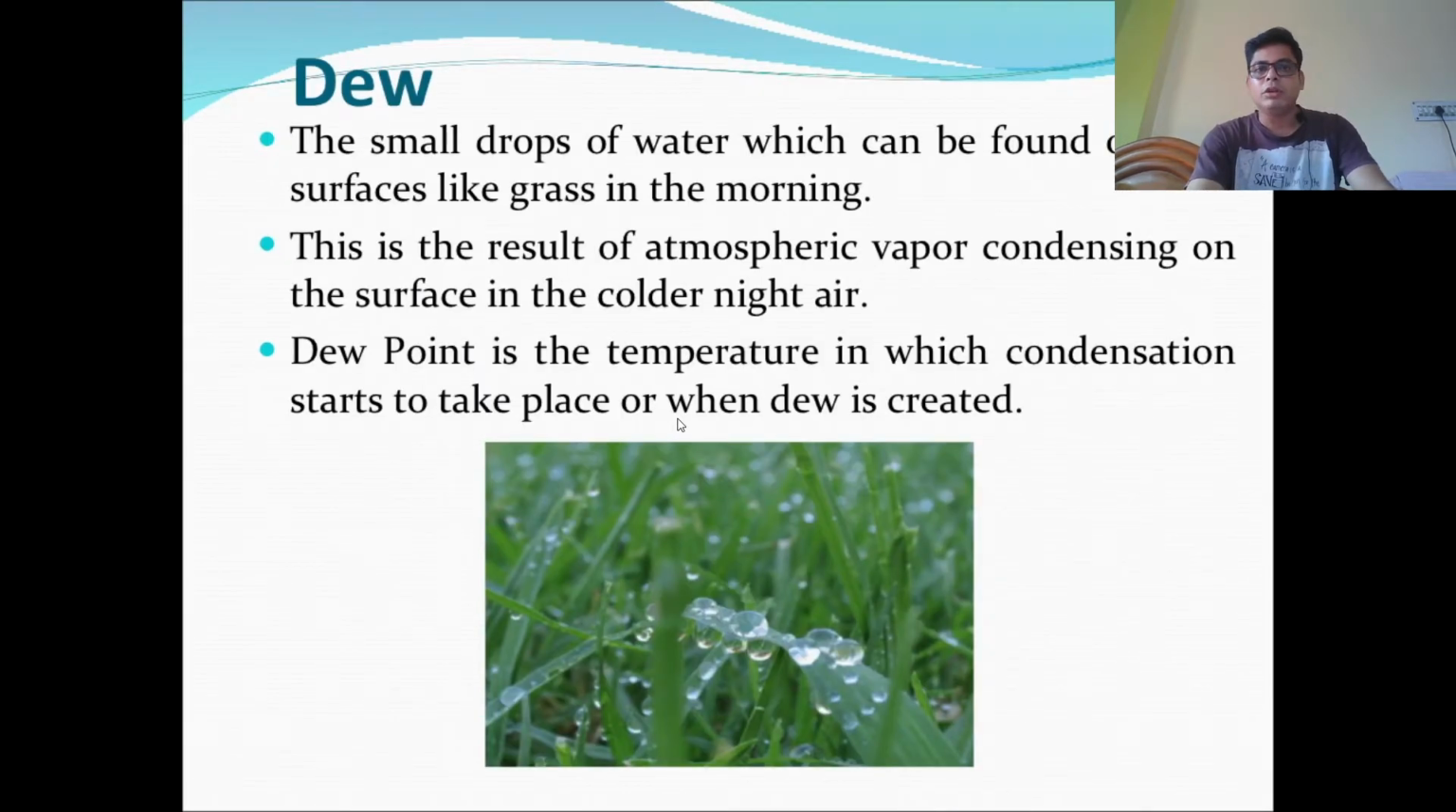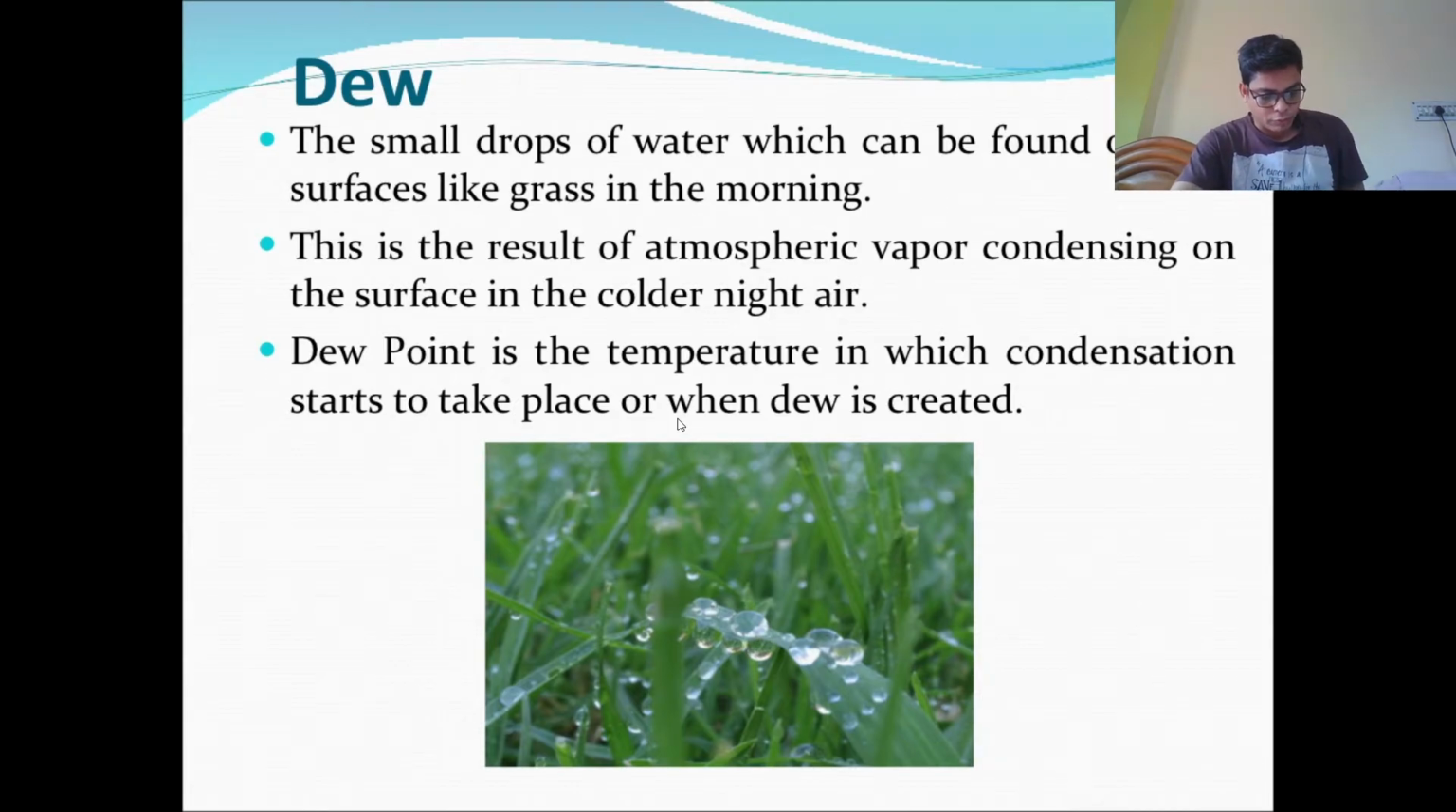Second thing, the dew. What is dew? Dew is the small drops of water which can be found on cool surfaces, like you can see on the grass in the morning. This is a result of atmospheric vapor condensing on the surface on a colder night. The dew point is the temperature at which condensation starts to take place, and that is when the dew is created.